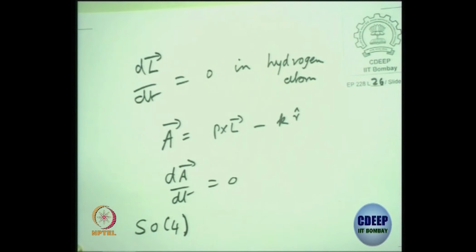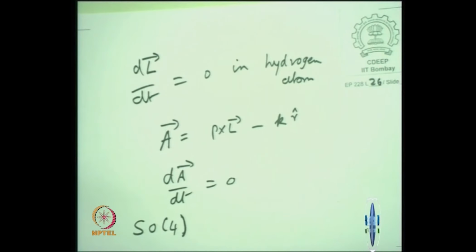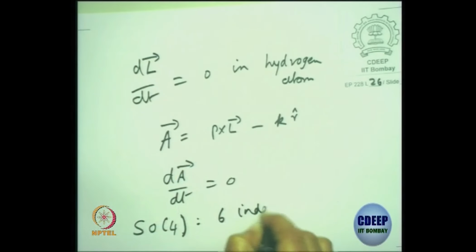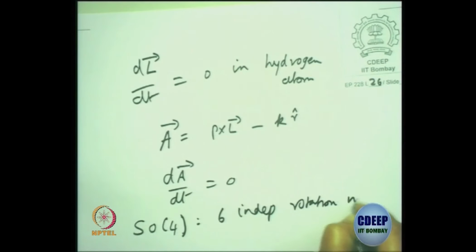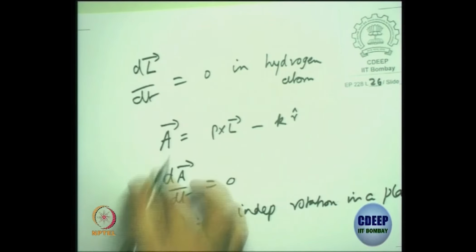SO4, as I said, is a rotation in a plane. How many possible rotation-in-a-plane basis elements can you have? For rotation about an axis, there were 3 angular momenta: X-axis, Y-axis and Z-axis. In 4 dimensions, if I want to look at rotation in a plane, how many independent planes are there? 6. Right? There are 6 independent rotations in a plane. So these are 6 independent parameters.